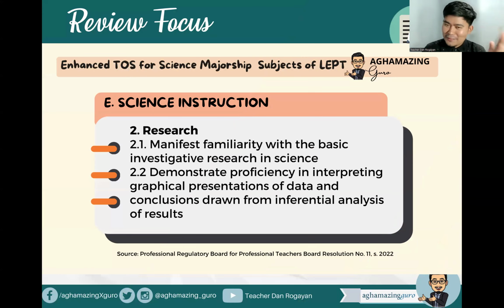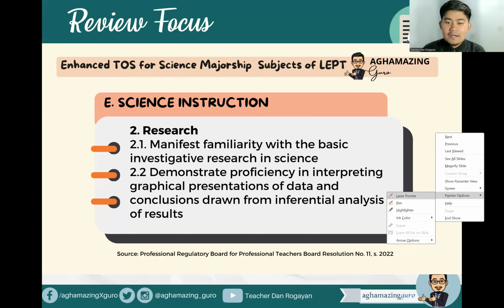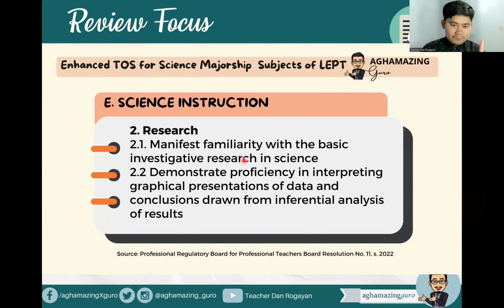Before I forget, let's try to capture first the two learning outcomes that we'll be covering in this particular episode. So we'll be covering science instruction under the sub area research with two learning outcomes. The first one, manifest familiarity with the basic investigative research and science. And secondly, demonstrate proficiency in interpreting graphical presentations of data and conclusions drawn from inferential analysis of results. This is based on the enhanced table of specification for science majorship issued by the Board for Professional Teachers.